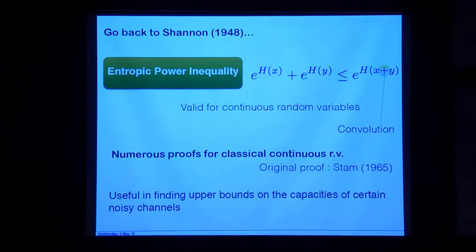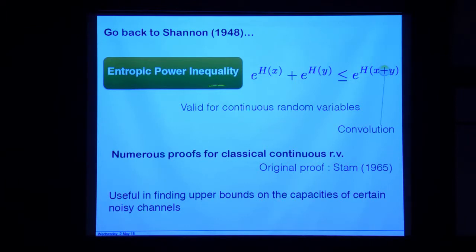Before telling that, let us go back to last century, to the era of Shannon in 1948, where he tried to prove something called the entropy power inequality. Given two random variables X and Y, he tried to prove that this inequality holds, that is, exponential of H(X) plus exponential of H(Y) is bounded by this, for any continuous random variable. There are numerous proofs for this kind of inequality, proved by Shannon and also by Stam in 1965. This entropy power inequality is useful in finding upper bounds on the capacity of certain noisy channels.